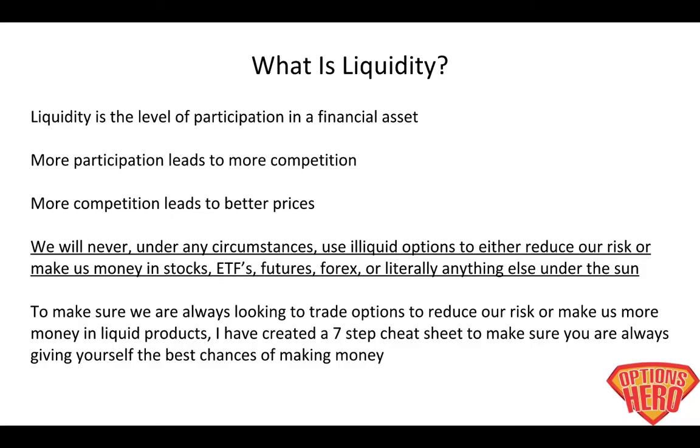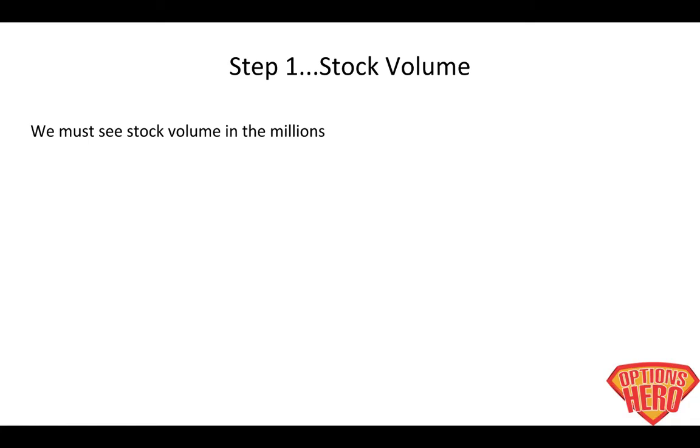So, 7-part cheat sheet right here that you're going to be able to print out after this to follow it. This is how you make sure something has liquidity. And if it doesn't, you literally have to run the other way and forget that it even happened. That's how bad illiquid stocks are. So the first thing we're going to look at is stock volume. And to be able to pass this test, we need to see stock volume in the millions. In the millions. So let's get out of here.